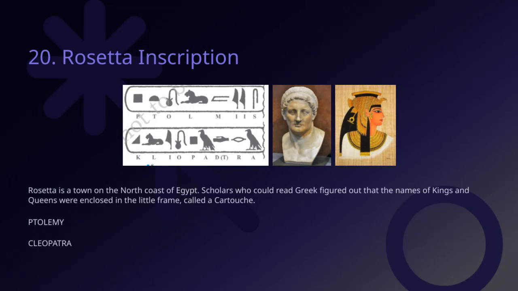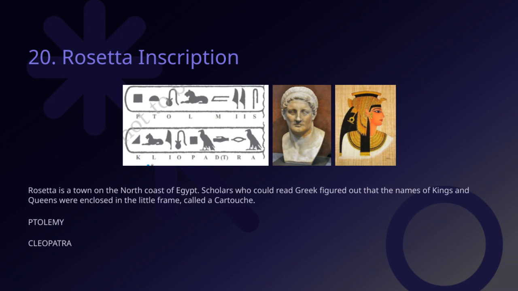Now, let's take a look at Cleopatra and Ptolemy. These names are a great example of how ancient rulers were recorded. Rosetta, as you might remember, is a town on Egypt's north coast, and it played a crucial role in deciphering hieroglyphs. Scholars who could read Greek noticed that the names of kings and queens were often enclosed in a small frame called a cartouche. This was a key discovery because it helped us identify and understand the names of Egyptian royalty. So, when we see Cleopatra or Ptolemy inside a cartouche, it tells us these are the names of important rulers.